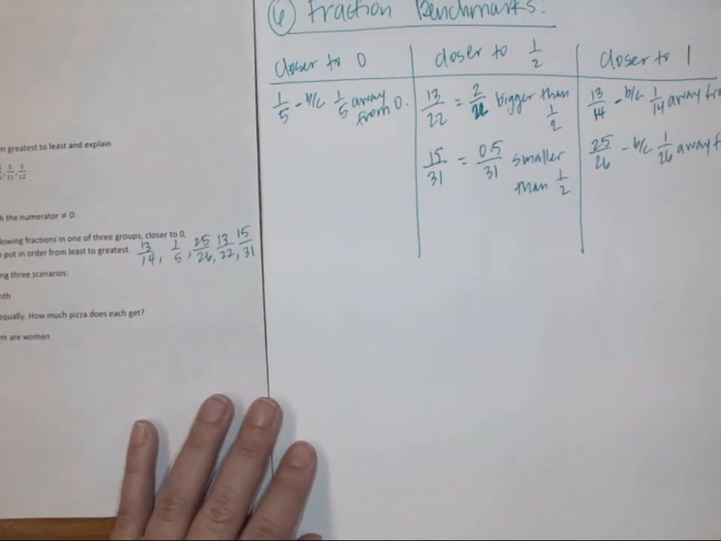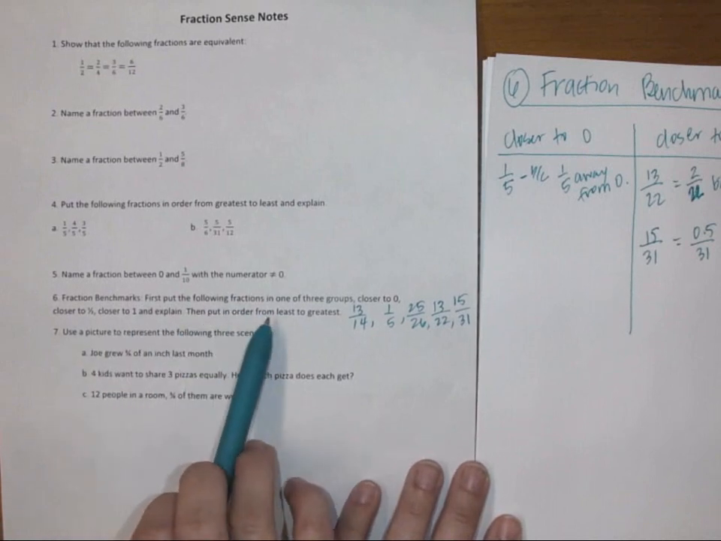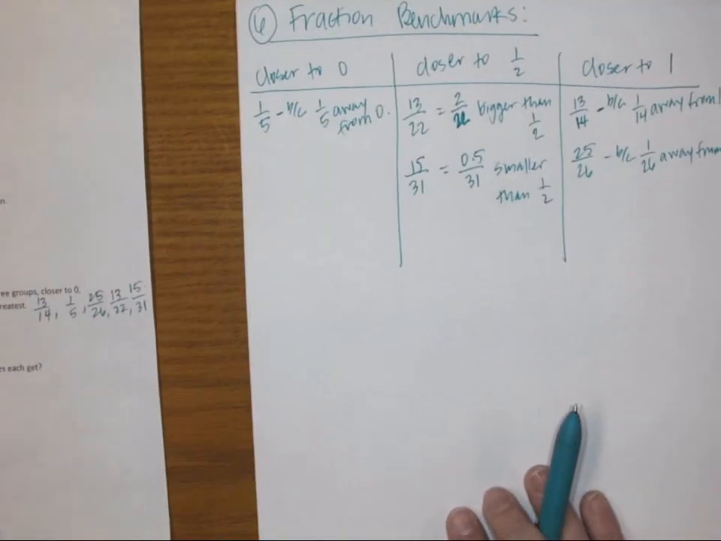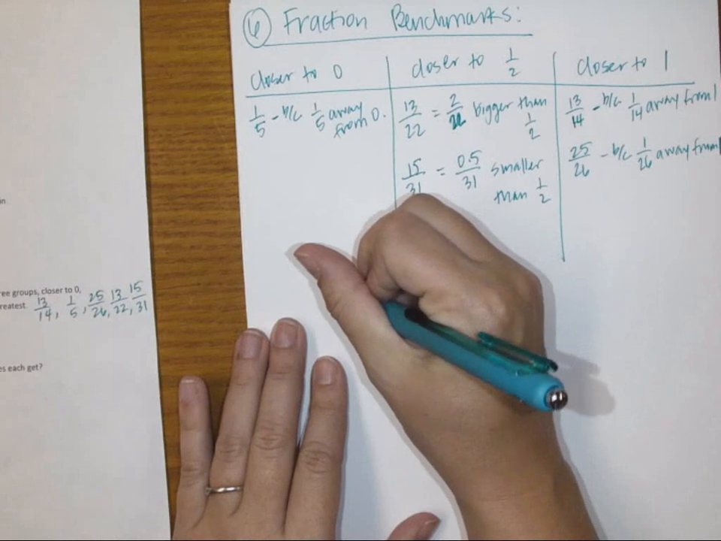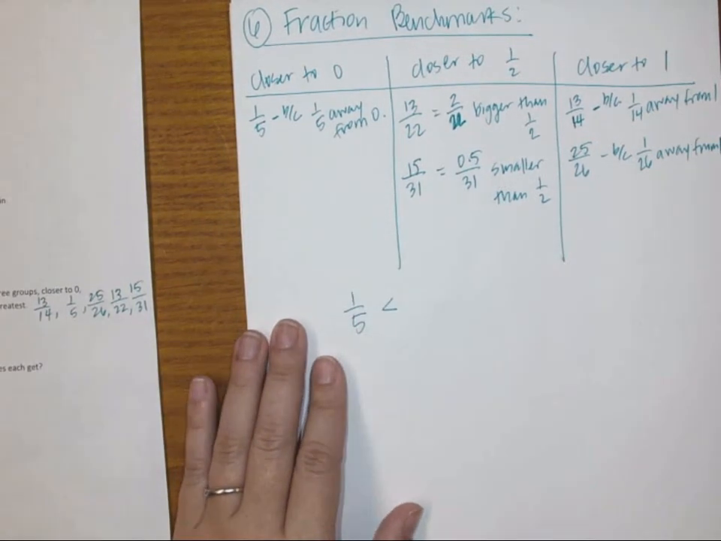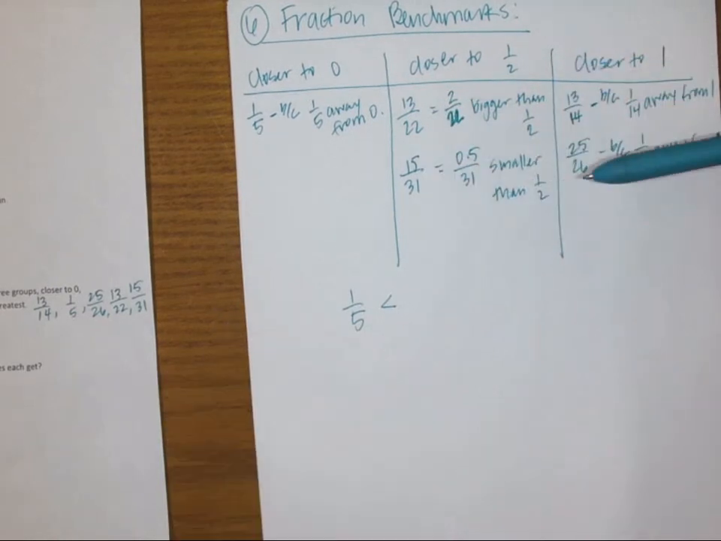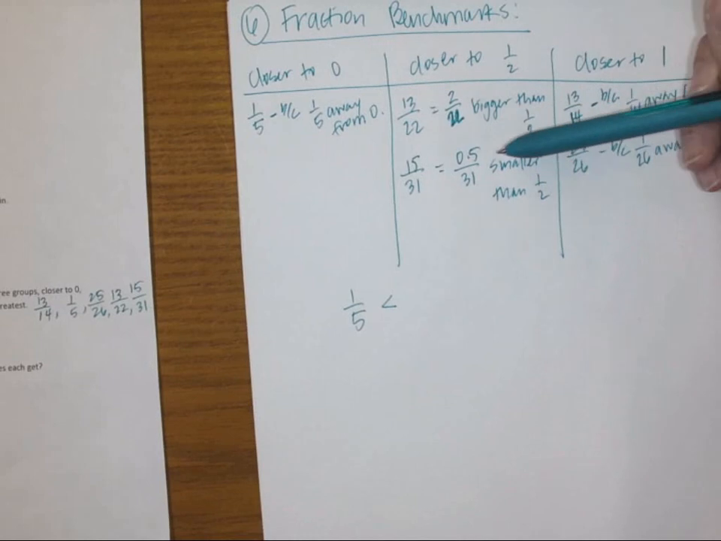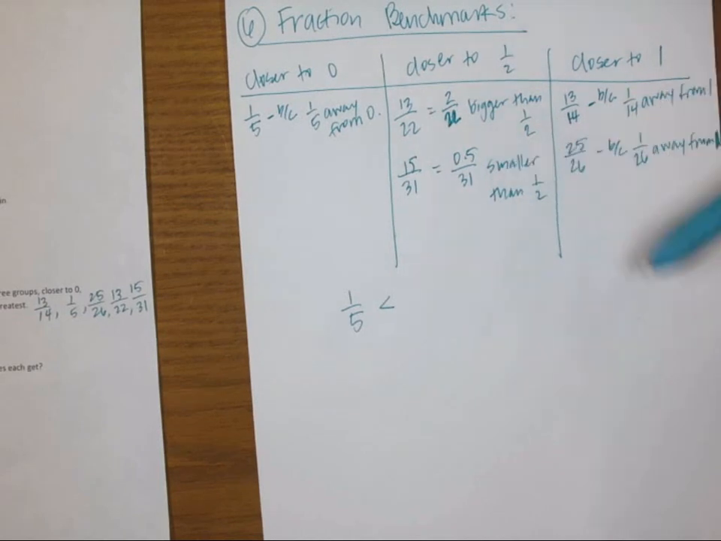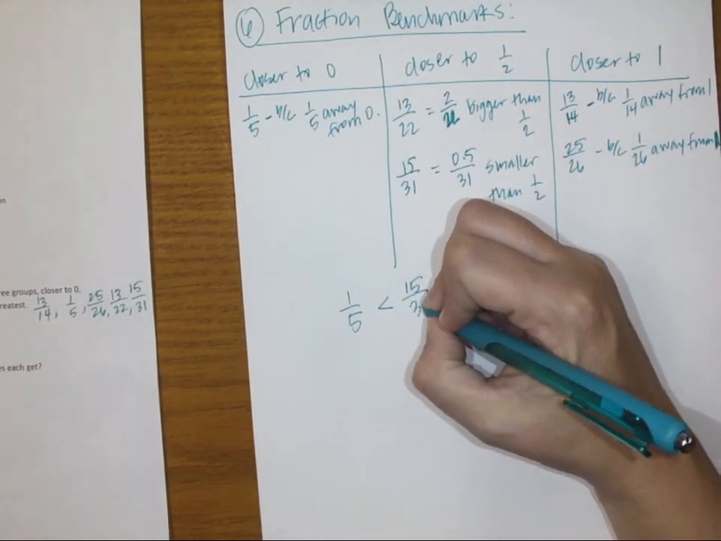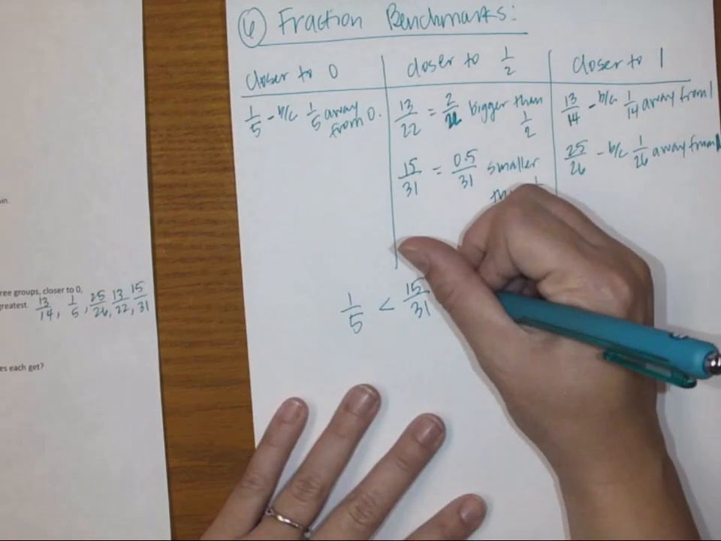Okay, so now I did the first part. It says benchmark them, put them in one of the 3 groups, and then put them in order from least to greatest. So, closer to 0, then closer to 1/2, then closer to 1. 1/5 would be my smallest fraction. The next fraction up is either going to be 13 over 22 or 15 over 31. Let's think through which one is smaller. Well, 15 over 31 we already wrote was smaller than 1/2, and 13 over 22 is actually bigger than 1/2. So 15 over 31 would be your next fraction, and then 13 over 22 would be the next one.